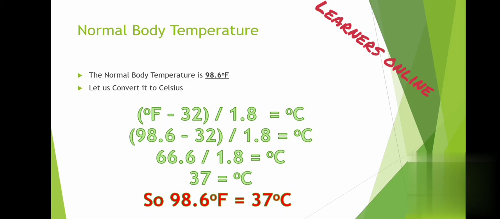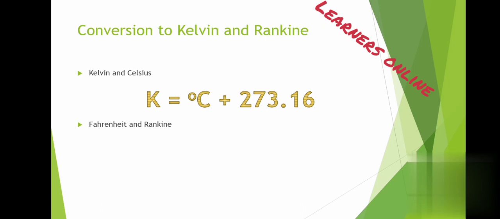Other than conversion between Celsius and Fahrenheit, we can also convert between Kelvin and Celsius. To get the answer in Kelvin, we use this formula. We add 273.16 to the degrees Celsius. For the interconversion of Fahrenheit and Rankine, we use this formula. We add 459.67 to degrees Fahrenheit.